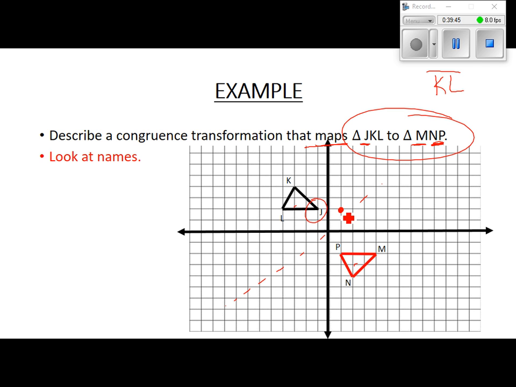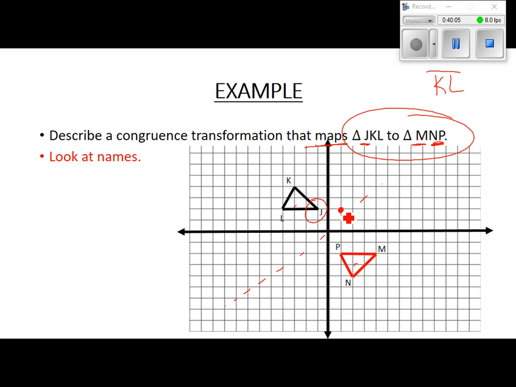I think she's right. If we reflect it over y equals x, is it going to match up? No, because look how far J is. J's only that far from it. What's J supposed to match up to in the other one? M. Is that going to be the same distance? And if you rotate it 180, it won't match up either. Rotating at 180 won't match up?